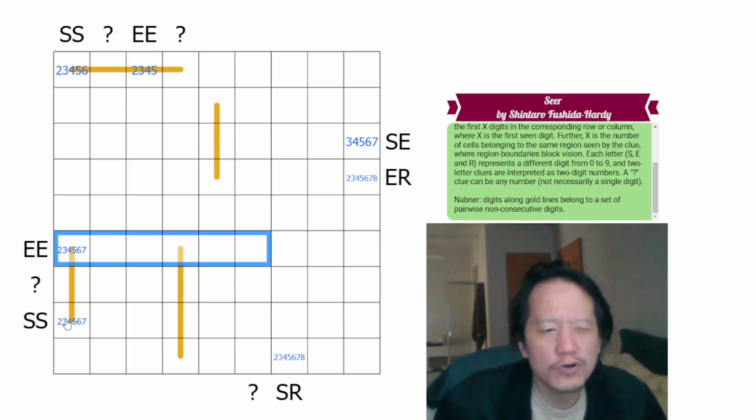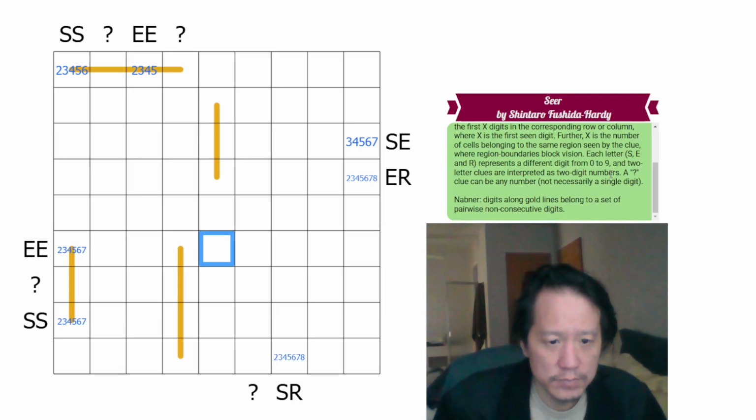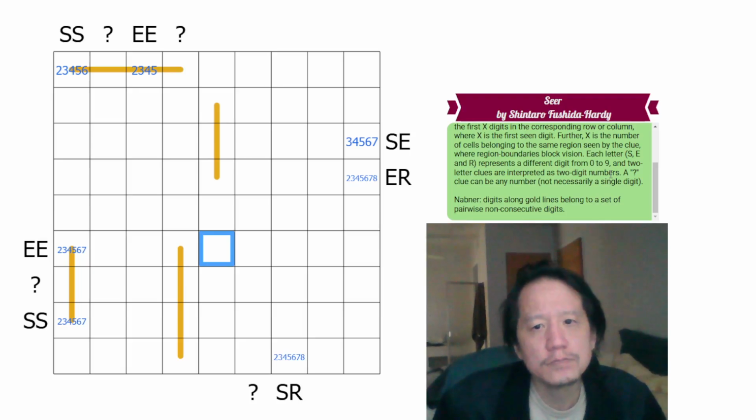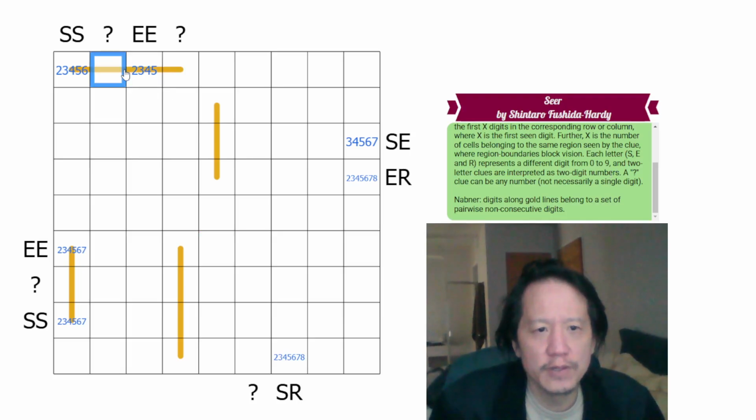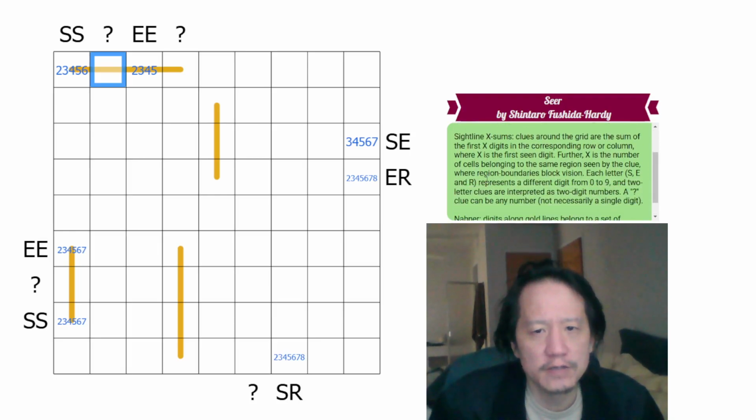Can it be 1 1 and 2 2 is kind of the question, right? So the question marks don't help us at all with X-sum. They must specifically be sightline. So basically saying that the first X digits are essentially in the same region.